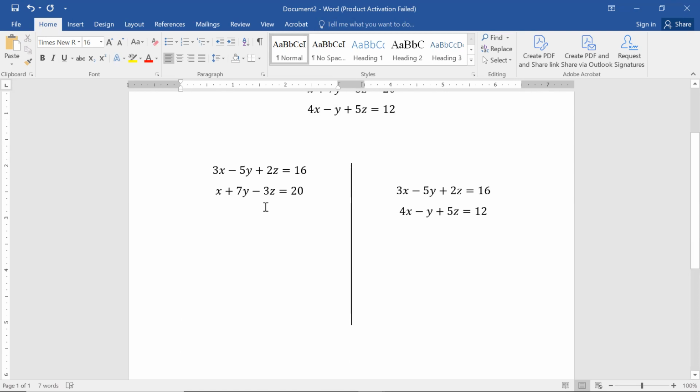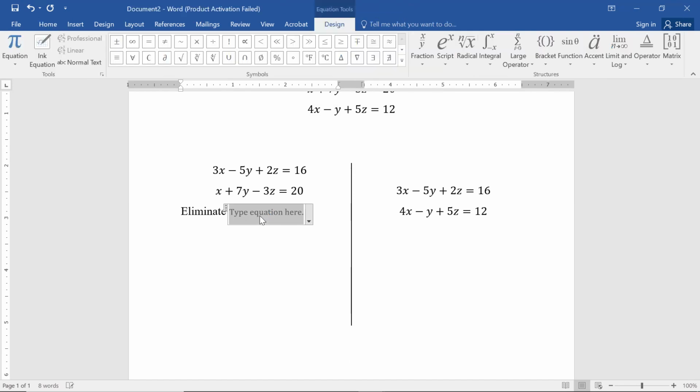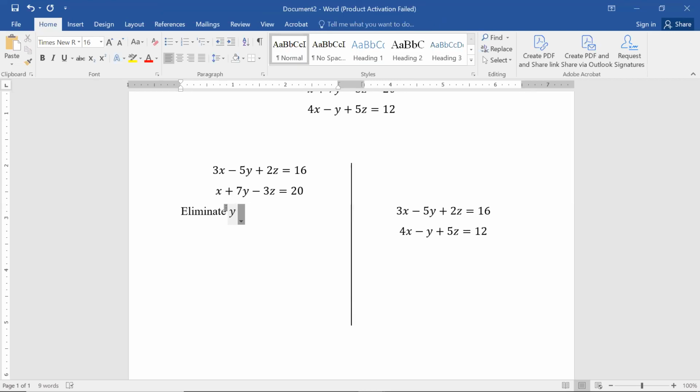So here are my 2 pairs of equations. Let's decide to eliminate a variable. It doesn't matter which one. I know in the last example we eliminated the z's. So let's eliminate a different variable this time. Let's eliminate the y's first.